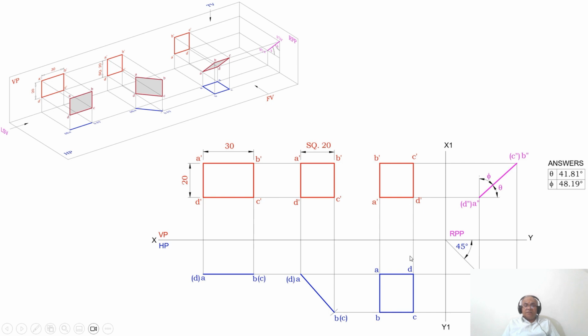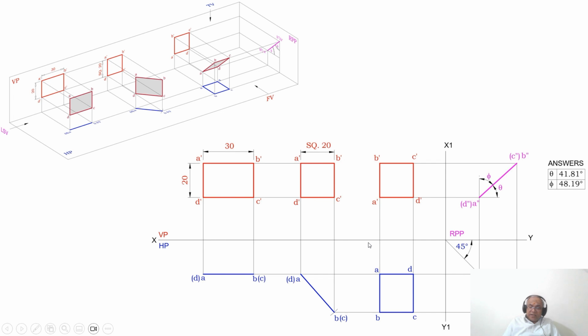Similarly, draw a vertical projector from C dash and D dash, and draw a horizontal projector from C till this point. Similarly, from D also you extend that till here. So you mark these points as A, B, C, D. Then join A to B, B to C, C to D, and D to A with a dotted line. Once you do that, the surface has become inclined to both HP and VP.